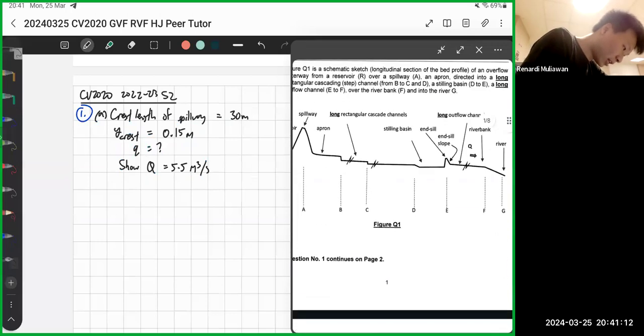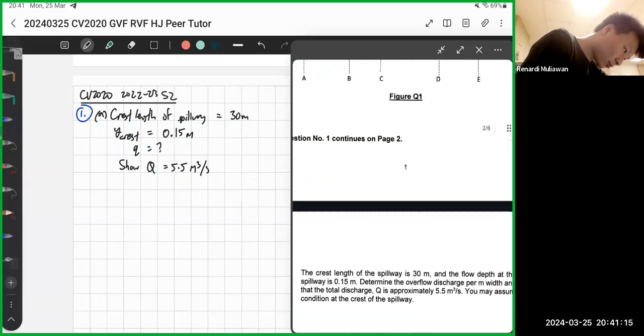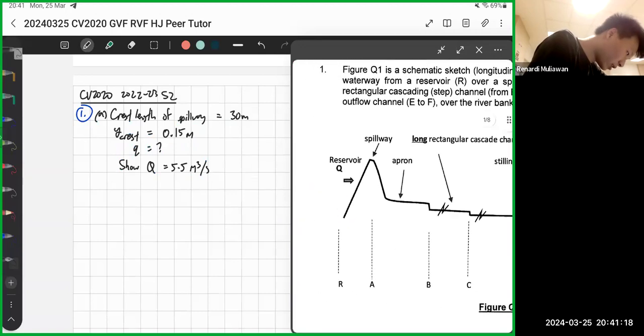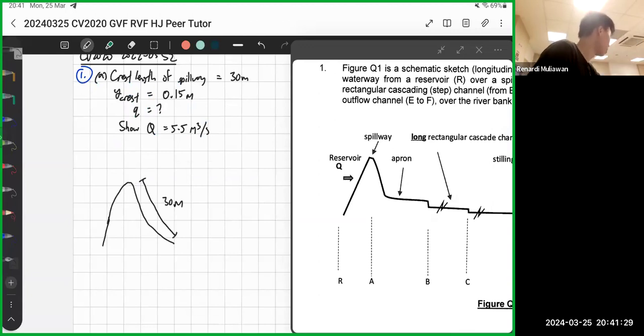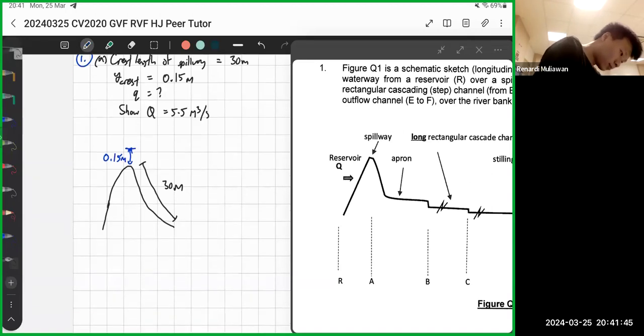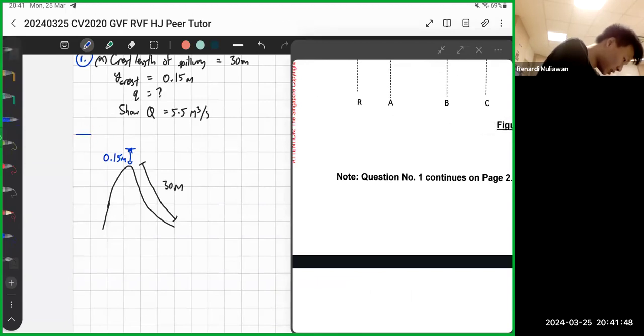So let's analyze this. The crest length of the spillway is 30 meters. This is your spillway, and this length is 30 meters; that's what we call the crest length. The y crest means the y at this point, so this y is 0.15 meters. And this is the reservoir, so the water is here.